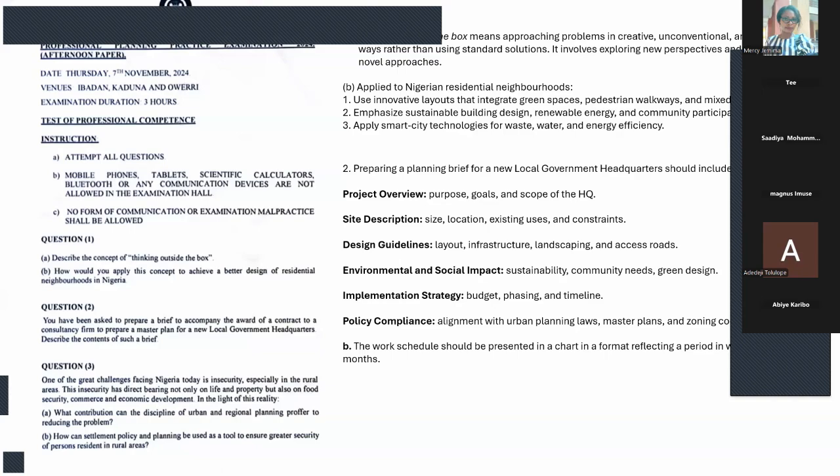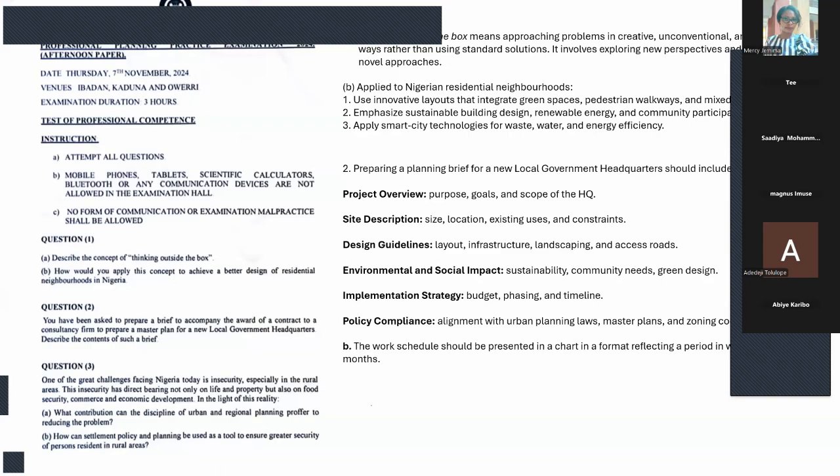So you as the local government staff, you are presenting the brief to the consultants. So you tell them the budget, you tell the consultants the phasing, and also you mention the timeline. Let's say this is 2025 and you want the master plan to be fully implemented in 20 years to come. So 2025 plus 20 years, that is 2045. So the master plan should be fully implemented by 2045.